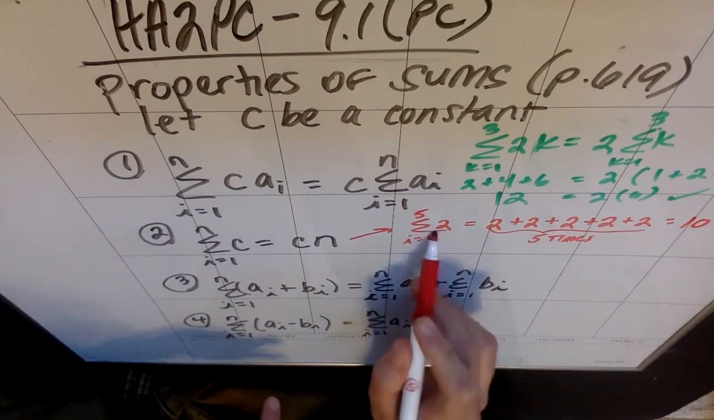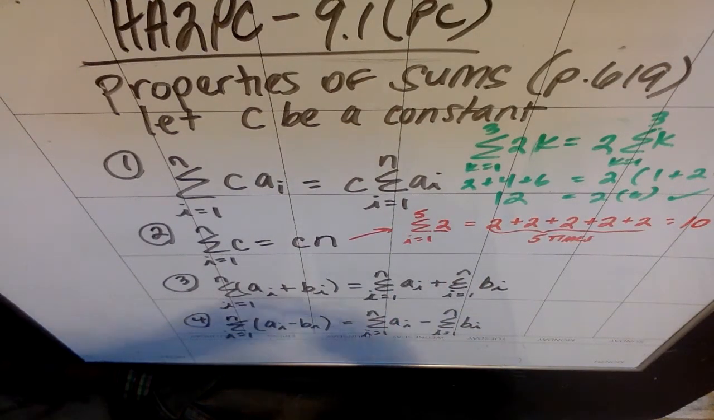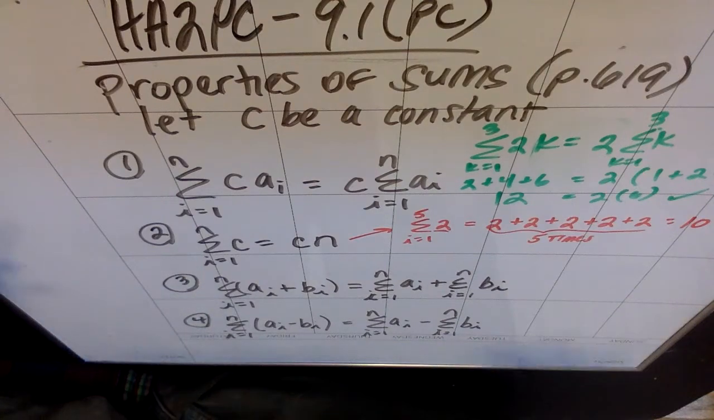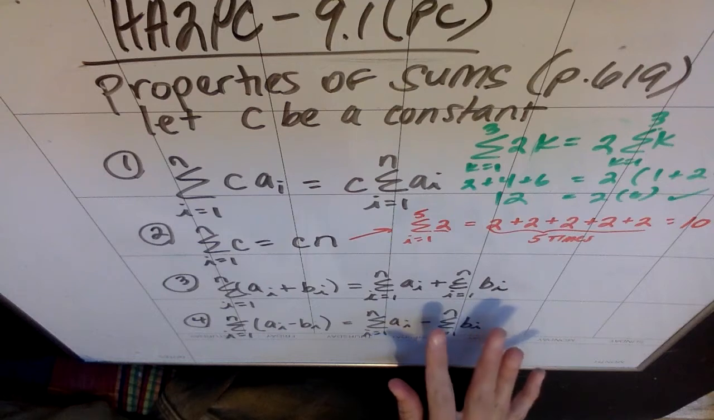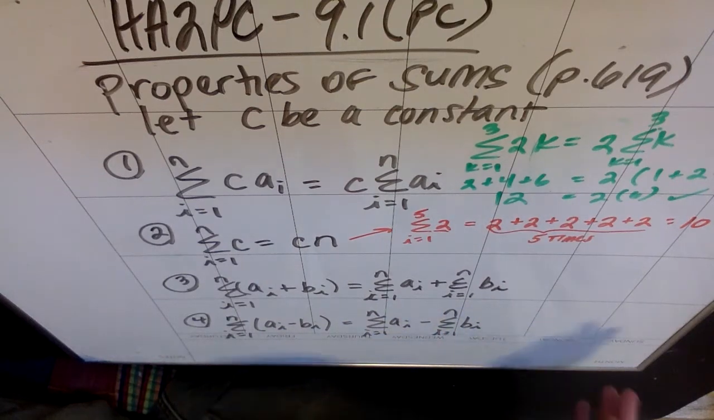Well, that's just 2 times 5, because I plugged in 2 five times, right? Okay. So these two are a little bit more drawn out, and to show you an example would be a little bit longer.